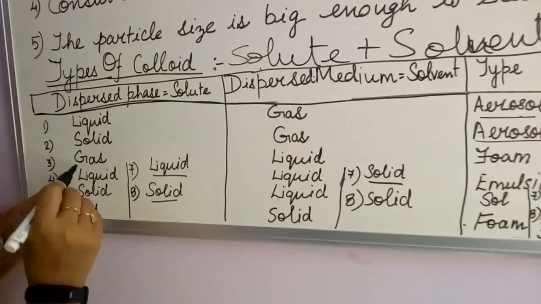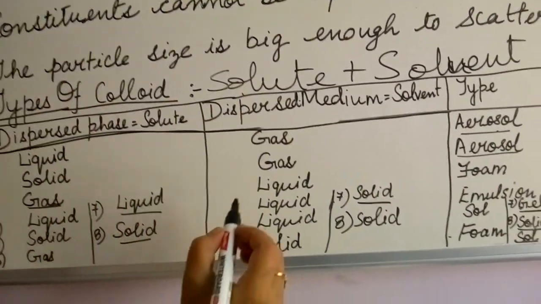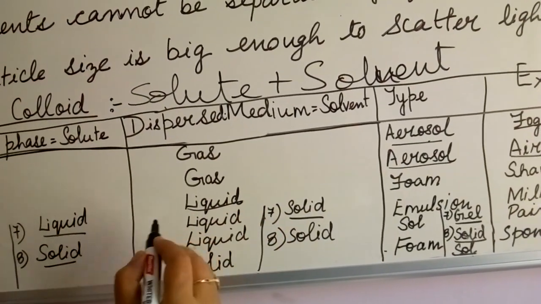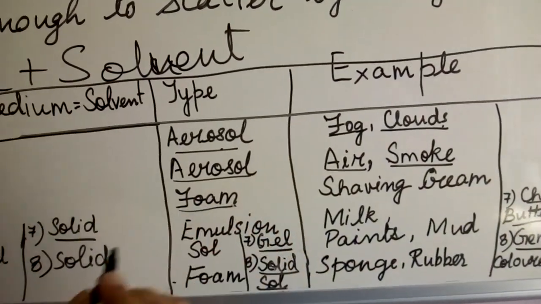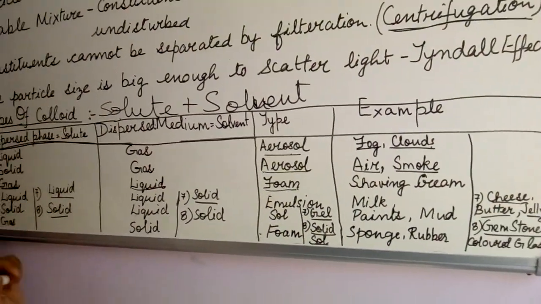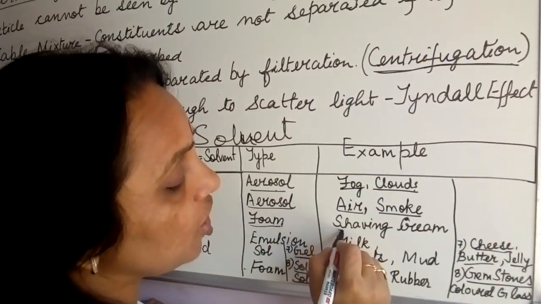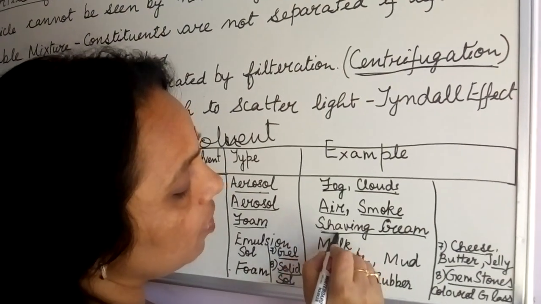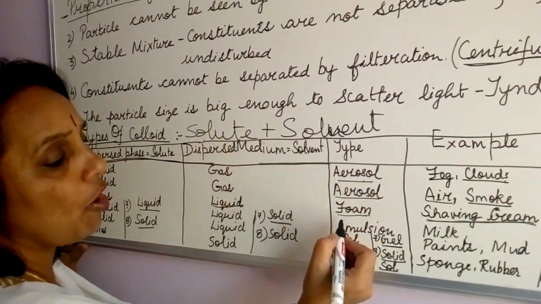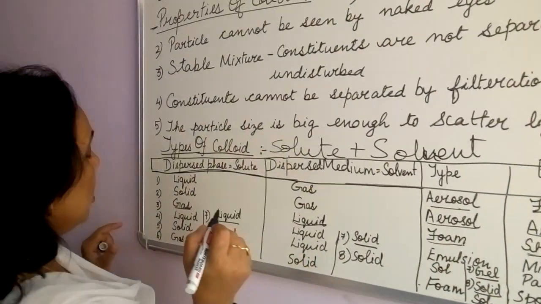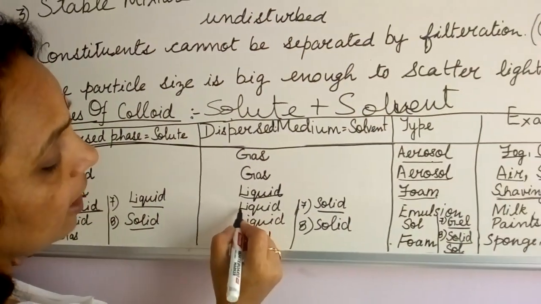You are already aware of this example. Air has dust particles which are dispersed in gas. The third category is gas as the dispersed phase, dispersed in liquid. A gas dispersed in liquid is known as foam. Foam is the same thing that you can see when we mix detergent to water, and an example of foam is shaving cream. Shaving cream is an example of colloid. What type of colloid is it? It is a foam.